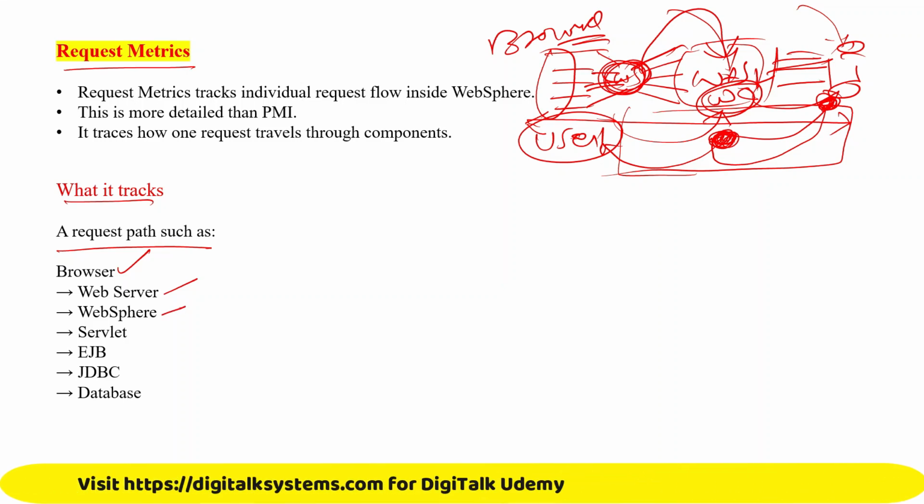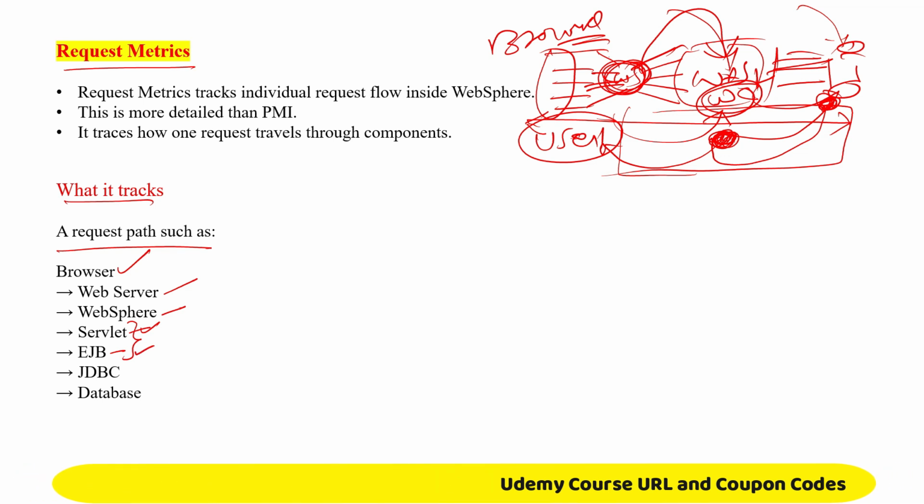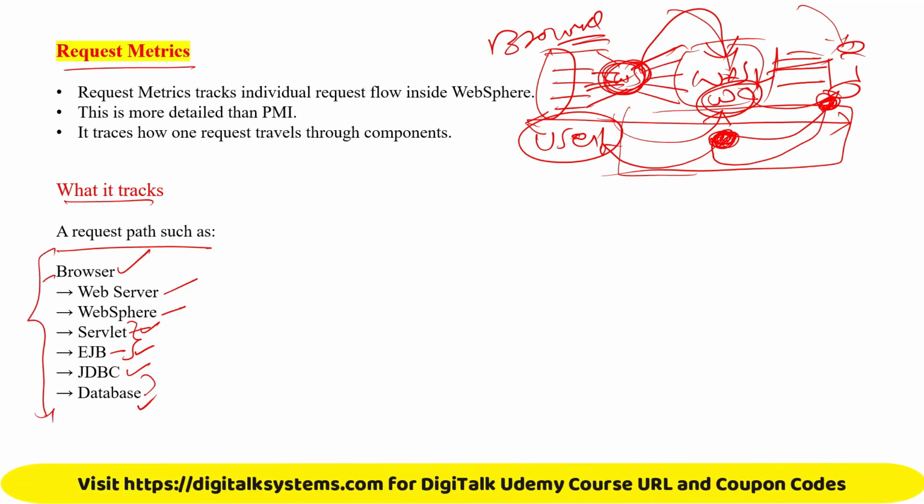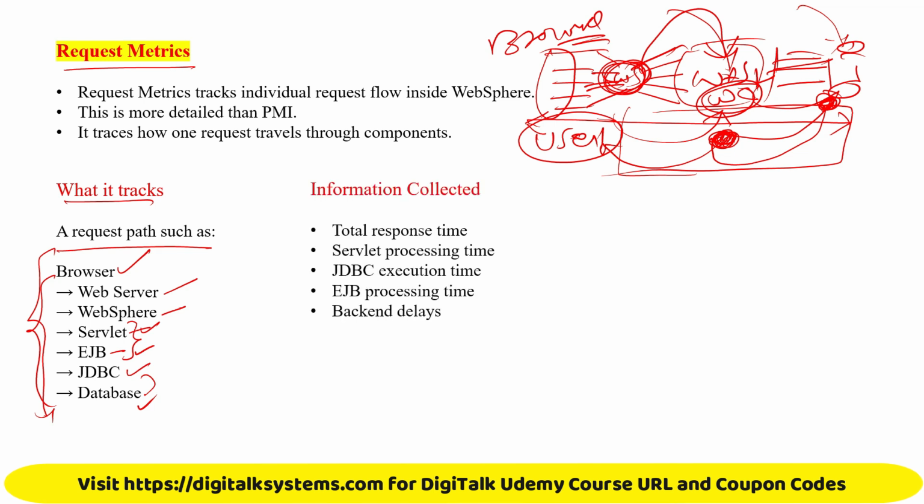Then, depending on whether your request needs a servlet or an EJB, the request will go to either servlets or EJBs. Then, if the request needs the database, it will go to JDBC. Via JDBC, it is going to connect to the database. So there is a request flow, and multiple components are involved in a particular request flow.